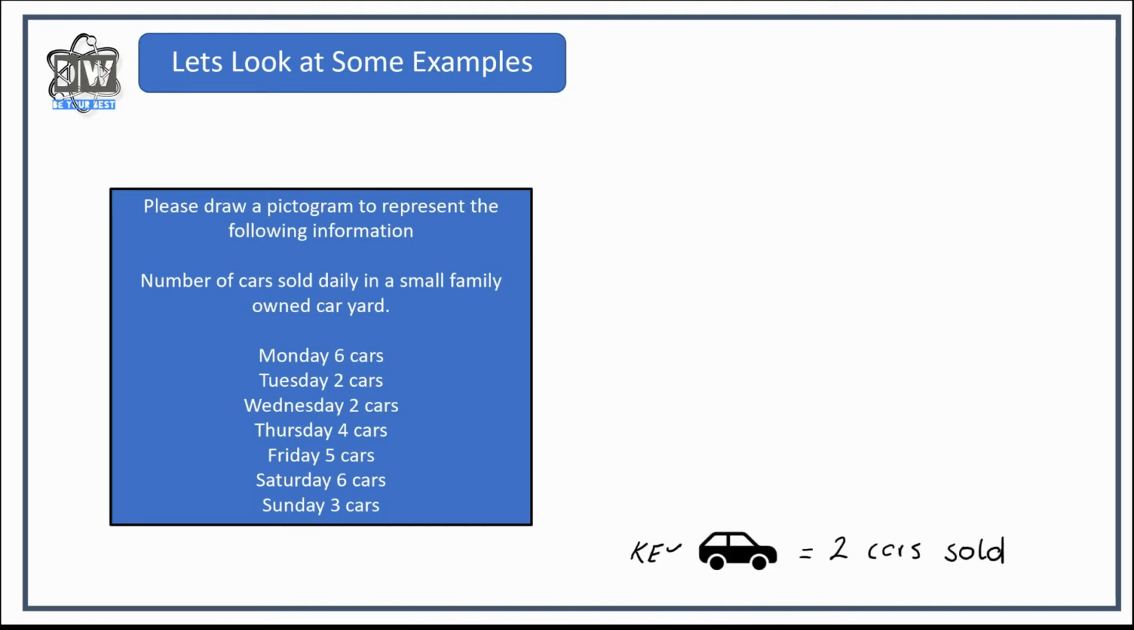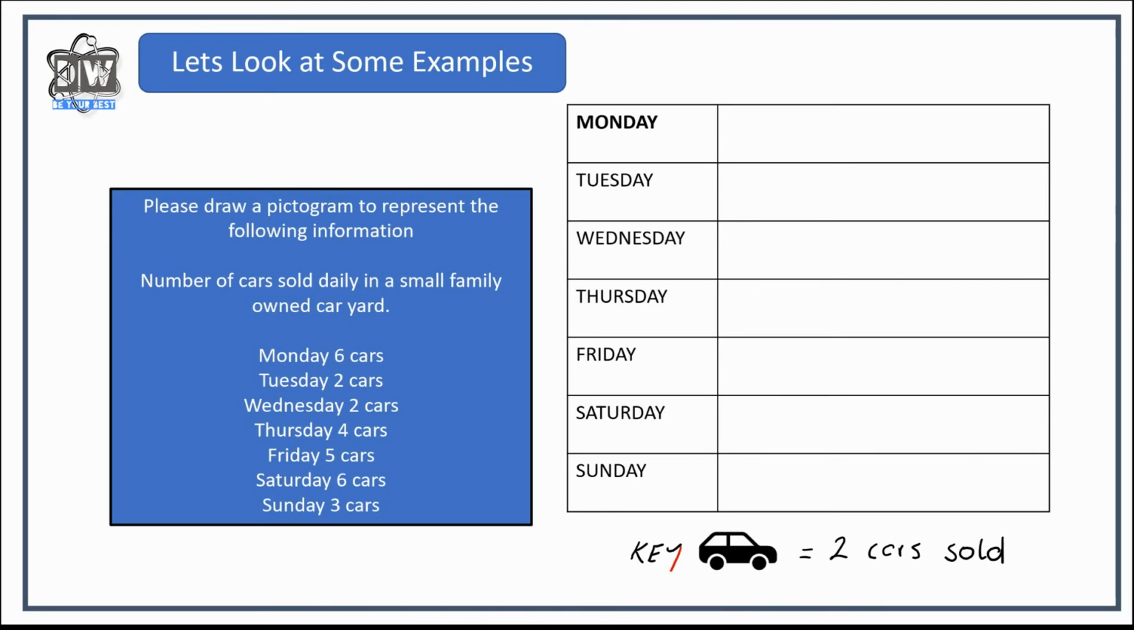So first thing we need is a key. Sorry, it's missing the little end of the Y there. Basically, that picture represents 2 cars sold. So then we need a sort of table. Now, it's not always necessarily the case, but I've done a table like that. They're not always that, but they look very similar to that normally.